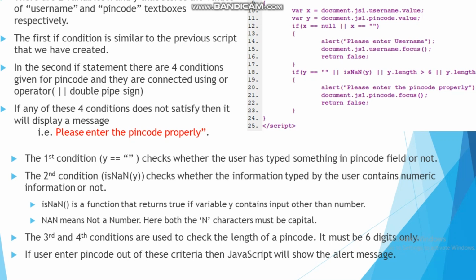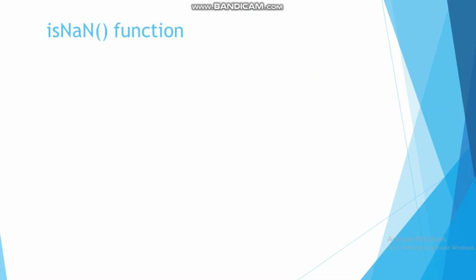Here remember, for all these conditions, if any condition becomes true out of these 4, then JavaScript will show the message, please enter the pincode properly. So either the user has not typed anything, or text input is given, or the length is less than 6 characters or greater than 6 characters. For all these conditions, it will display a single message, that is, please enter the pincode properly. But we can distinguish all this, so that we will see in the next program. But before that, we will see what the isNaN function is.